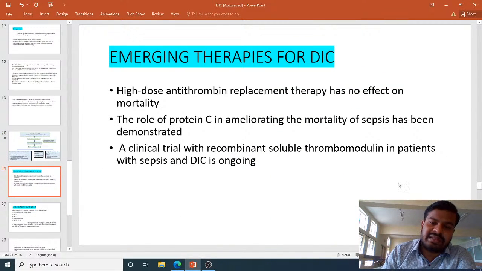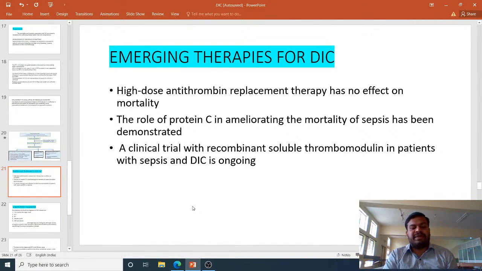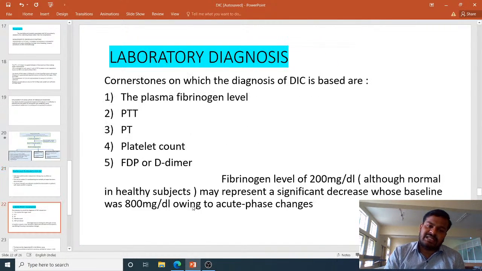So the recent emerging therapies: a high dose of antithrombin replacement therapy has shown no effect on mortality, and the role of protein C in ameliorating the mortality in sepsis has been demonstrated, and the clinical trial with recombinant soluble thrombomodulin in patients with sepsis and DIC is ongoing.